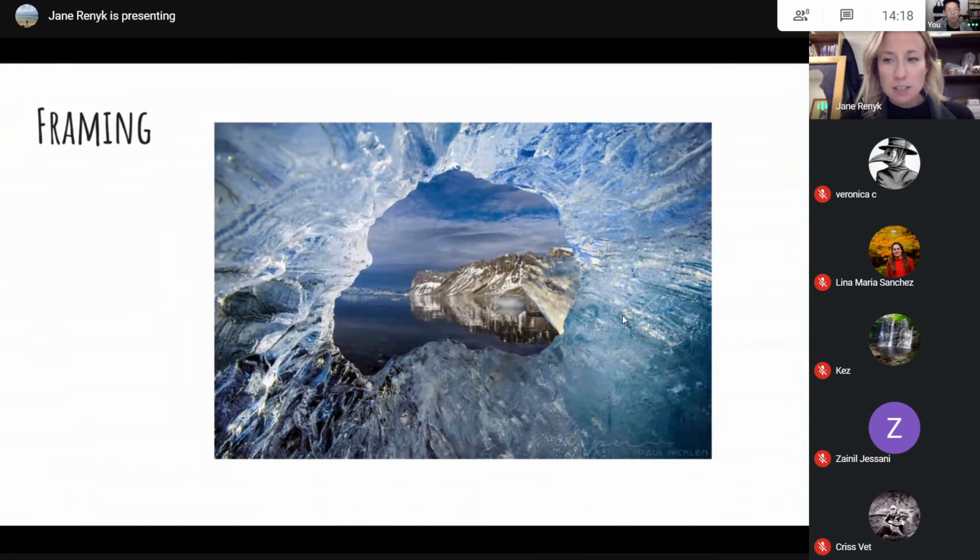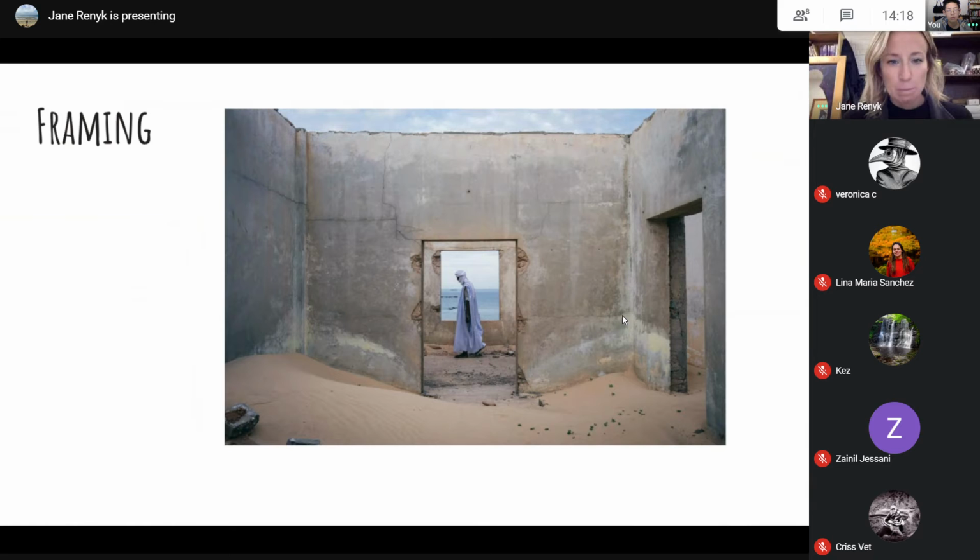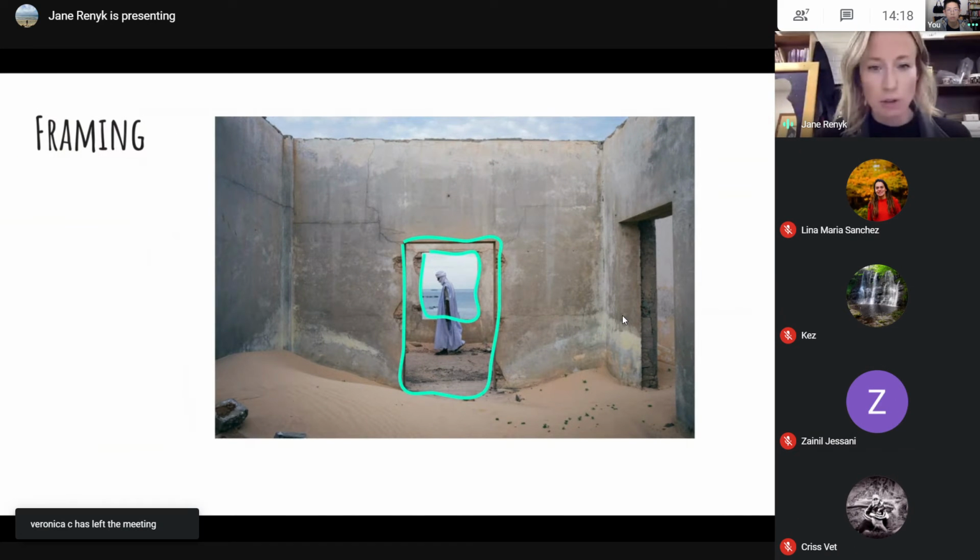Okay, framing. Now you're just looking for frames within frames. Like, how can you zero in that subject, the audience's eye on the subject even more? It's a really fun one to kind of do around your house.